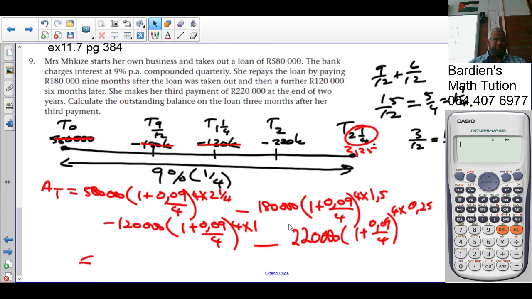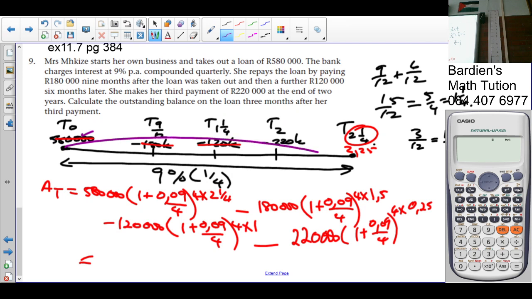Otherwise, we went on to number 9. We said that we're considering the 58,000 rand to the end. So it's going to be 58,000 into 1 plus 0.09 over 4. So it is compounded quarterly. And it's going to be 4 times the time in years, which is 2.25 of a year.